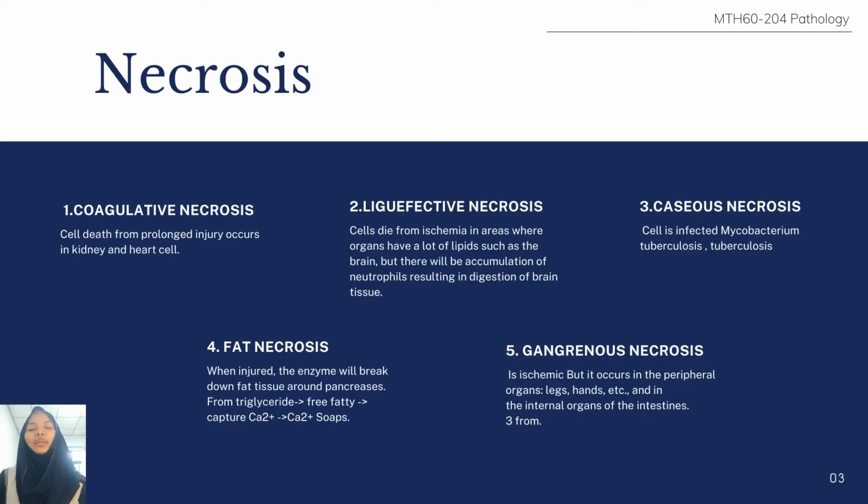Necrosis can be divided into 5 types. First, coagulative necrosis, from prolonged injury, which occurs in kidney and heart cells. Second, liquefactive necrosis, cell death from ischemia in areas where organs have a lot of lipids, such as the brain, but there will be accumulation of neutrophils resulting in digestion of brain tissue.